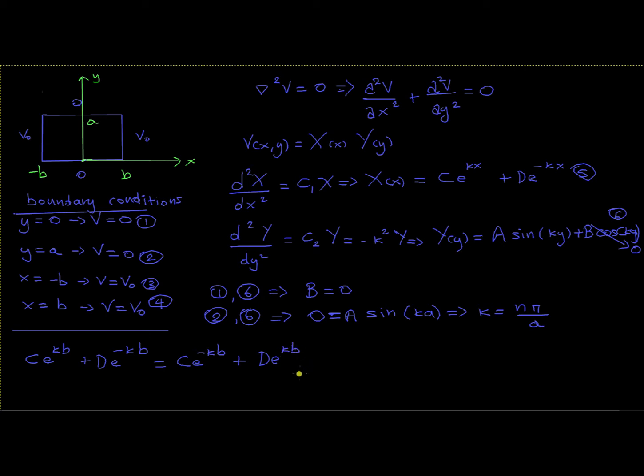Now, looking at this, the conclusion is that the constant C needs to be equal to the constant D. And this makes sense because if you look at the figure, the system is entirely symmetric along the x-axis. You have minus b, and it's the same potential. So the solution needs to be symmetric since the system is symmetric. And now combining everything, let's call this equation 7. This is equation 8, and then 9.